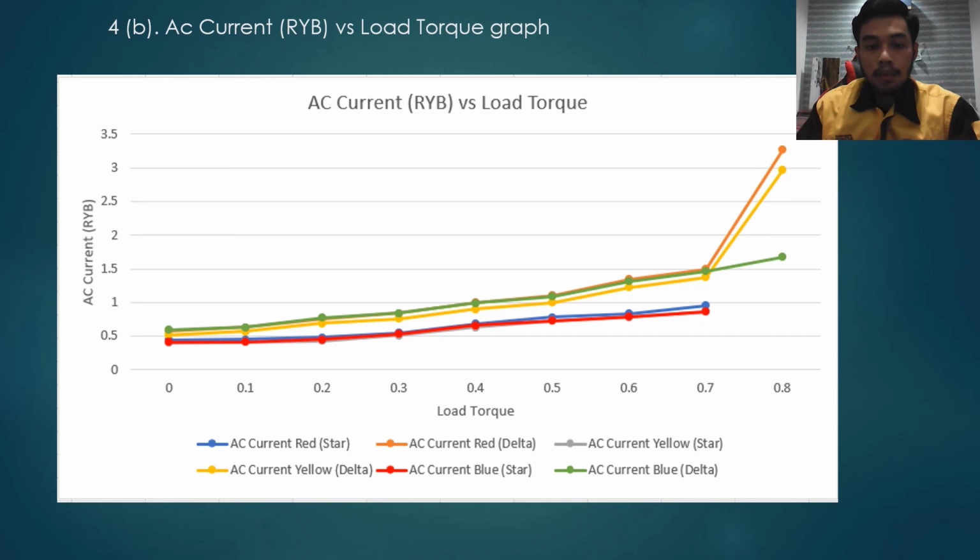And then last, for the blue phase star, which is the red one, it also increased linearly. After it reaches 0.7, it will start to experience stall condition. And then for the blue phase delta connection, it will increase linearly, and after 0.7 it goes up until 1.68 ampere.